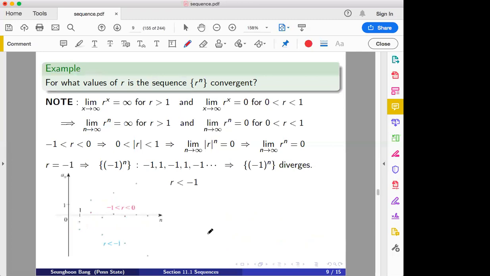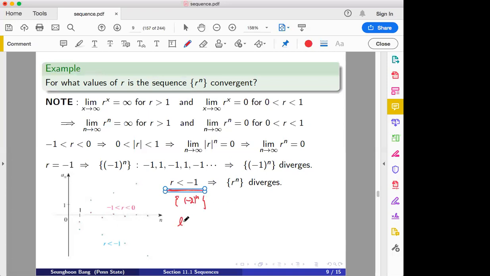So this is the whole idea. When r is less than minus 1, what's that? r to the n is divergent. We can use this diagram. I want to give an example. When r is less than minus 1, one example is r equals negative 2. So we think about this sequence: negative 2 to the power n.